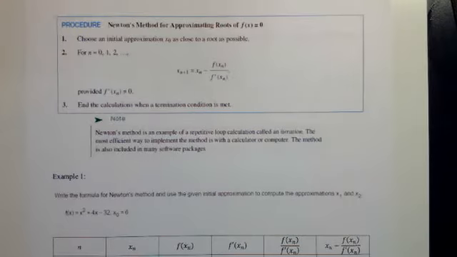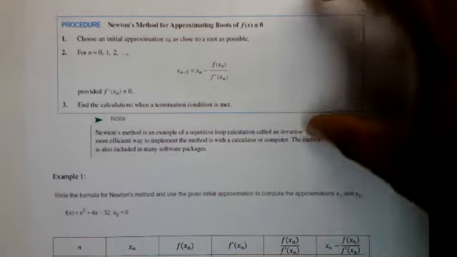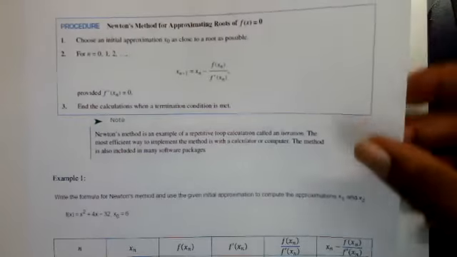Okay. And in the notation, it says here that Newton's method is an example of a repetitive loop calculation called an iteration. Now, the most efficient way to implement the method is with a calculator or computer. The method is also included in many software packages. So here we're going to use a table, and then I'm also going to show you how to use the graphing calculator, mainly the TI-84 Plus calculator, to come up with your iterations here. All right, let's start with example 1.